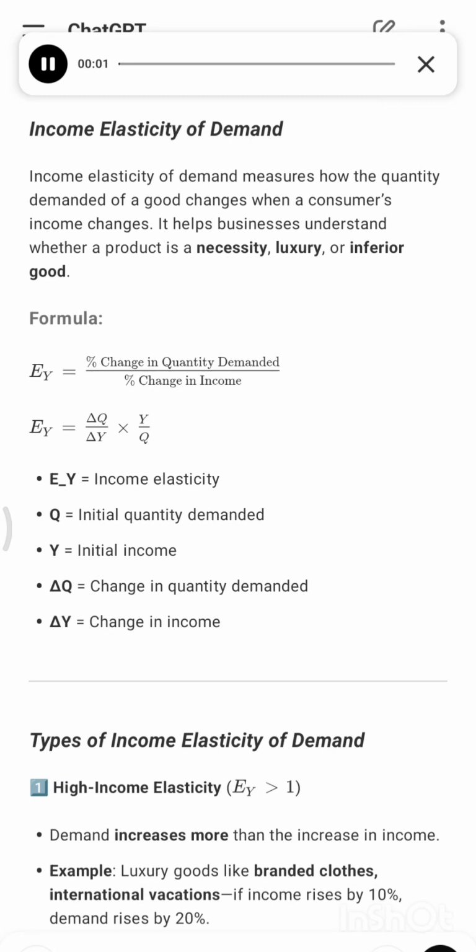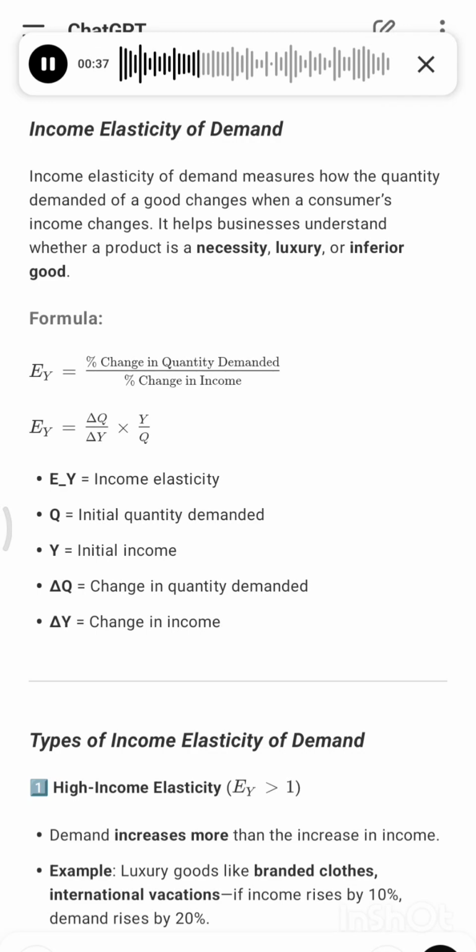Income elasticity of demand. Income elasticity of demand measures how the quantity demanded of a good changes when a consumer's income changes. It helps businesses understand whether a product is a necessity, luxury, or inferior good. Formula: EY equals change in quantity demanded divided by change in income, or EY equals ΔQ/ΔY times Y/Q, where EY equals income elasticity, Q equals initial quantity demanded, Y equals initial income, ΔQ equals change in quantity demanded, ΔY equals change in income.